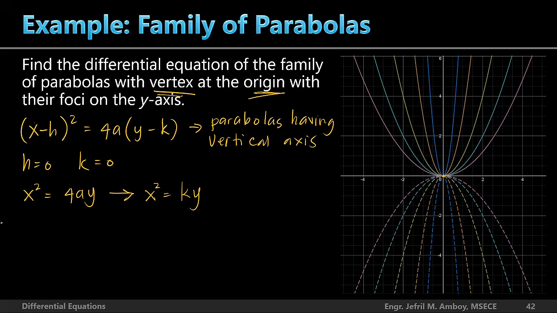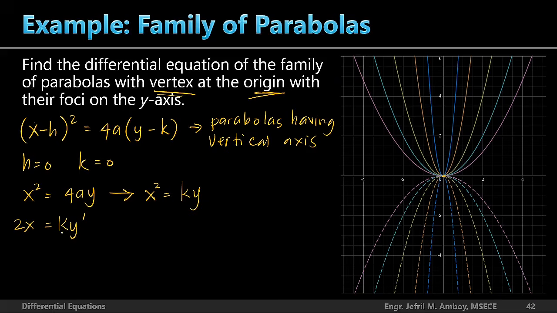So, the derivative of x squared, of course, is 2x, and that is equal to k times y. So, k is a constant, and what is the derivative of y with respect to x? It's just y prime. Okay? So, this is now our differential equation, but the differential equation contains the arbitrary constant k, which must be eliminated.